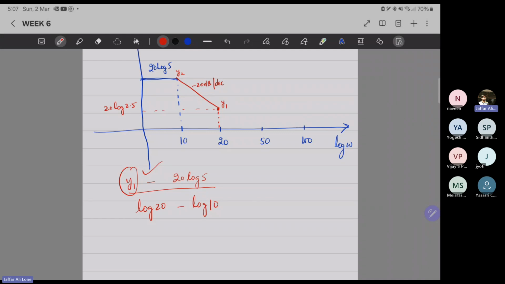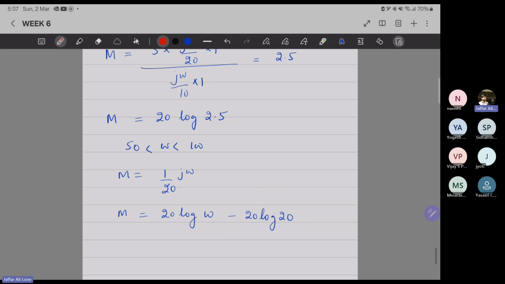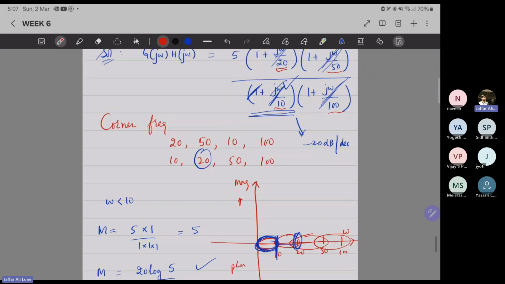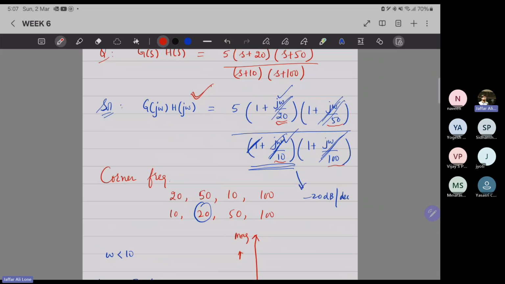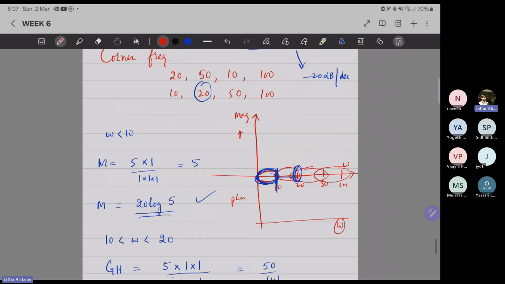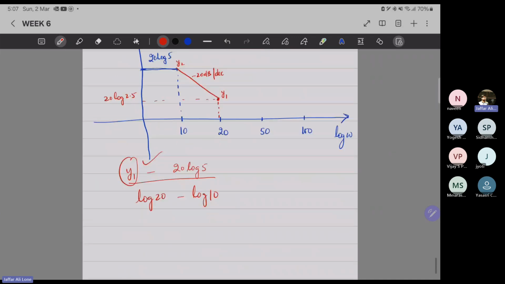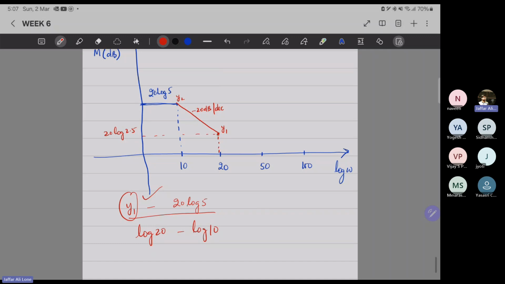Then when you reach here, at 20, you have a pole. So at 20, you have a pole. So your slope will be plus 20 dB per decade, but you're already coming with minus 20 dB per decade. So minus 20 plus 20, it will be 0. So it will be 0 till here, 50. So it will be here. Then at 50, you have a pole. So it will be something like this.